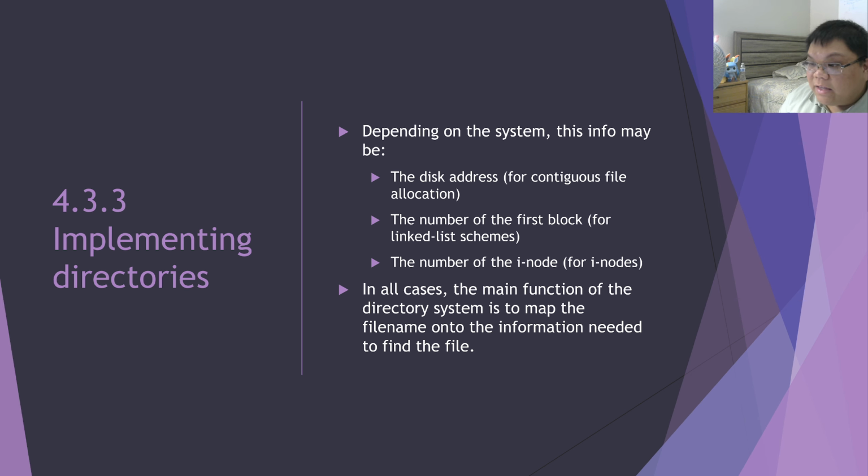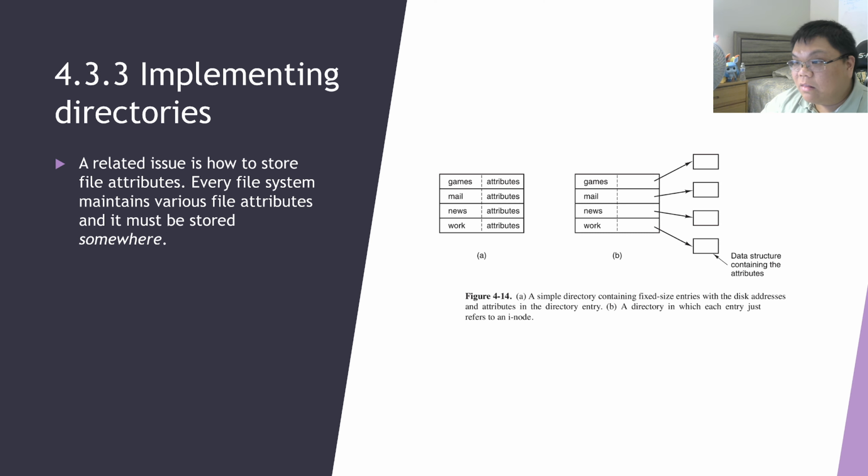In all cases, the main function of the directory system is to map a file name onto the information needed to find the file. A related issue to that is how to store file attributes. Every file system maintains various file attributes or metadata, and it must be stored somewhere.